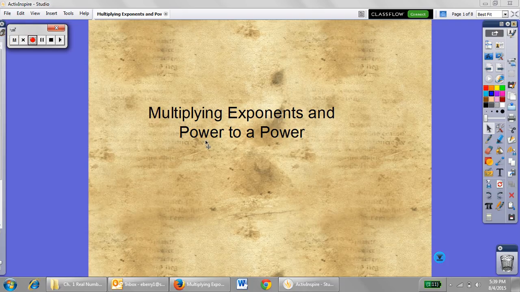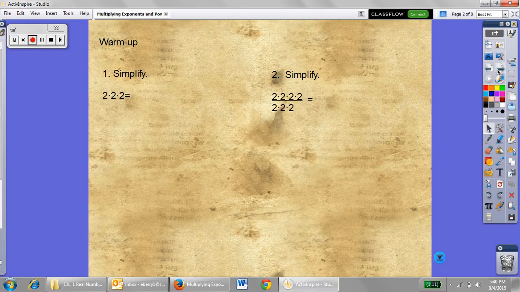Hi students, today we'll be learning how to multiply exponents and also multiply exponents with a power to a power. Go ahead and pause your screen and complete this warm-up. You can check your answers with me now.